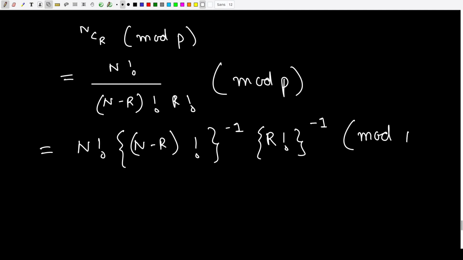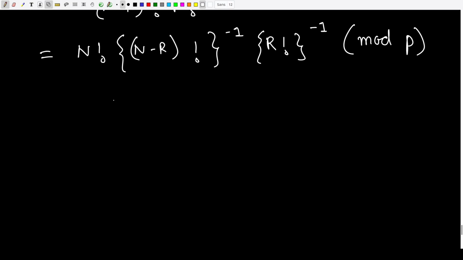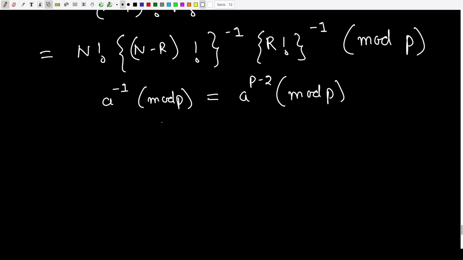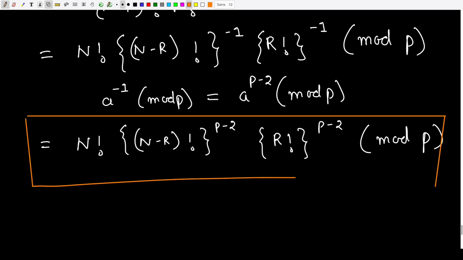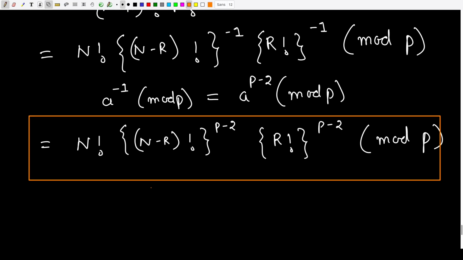and then all these things modulo p. Now, as we have seen above, a inverse modulo p is equal to a to the power p minus 2 modulo p. So we are going to substitute this value in this equation, and then this equation becomes n factorial, n minus r factorial to the power p minus 2, r factorial to the power p minus 2, and then this entire thing modulo p. And this is what we need to solve in order to get to our answer, which is nCr modulo p. So that's about the explanation, folks.